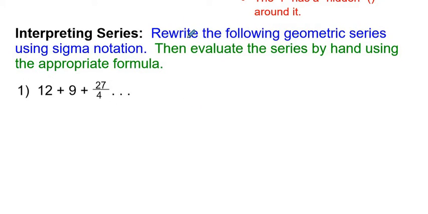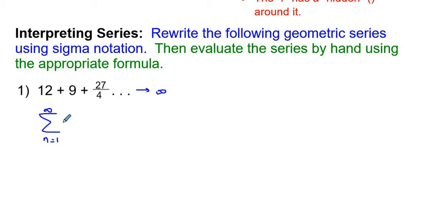So notice this is the same kind of deal. It says rewrite the following using sigma notation. So we're still going to say sigma right here. And we're going to say n equals 1 because we have 12, and we're just going to put an infinity. Why are we doing that? Because it says dot, dot, dot, or goes to infinity.